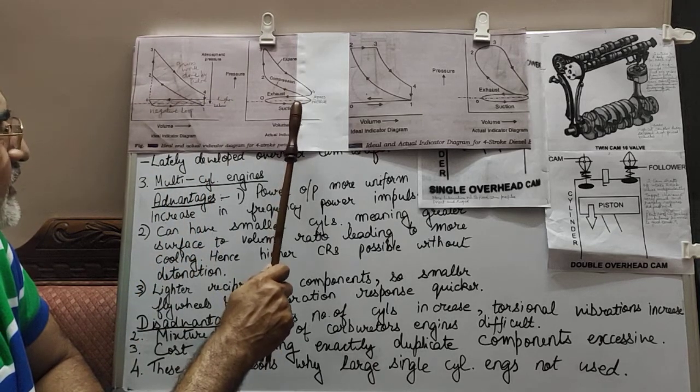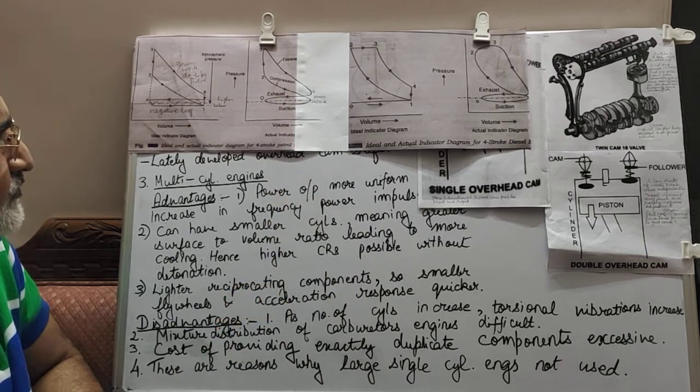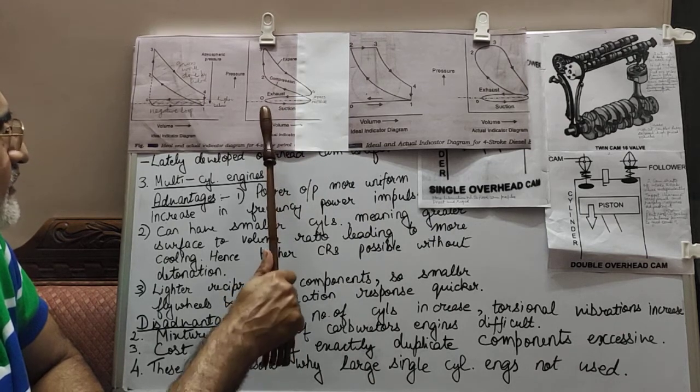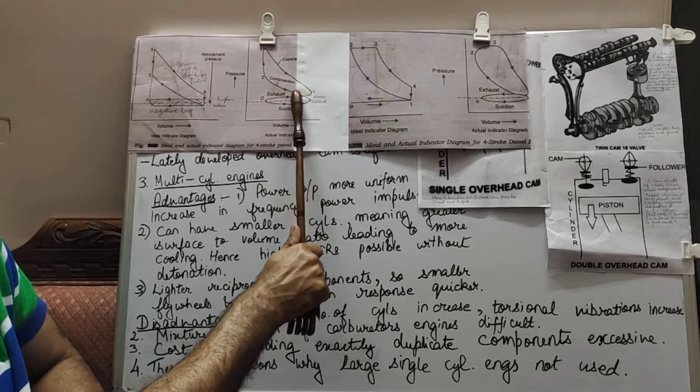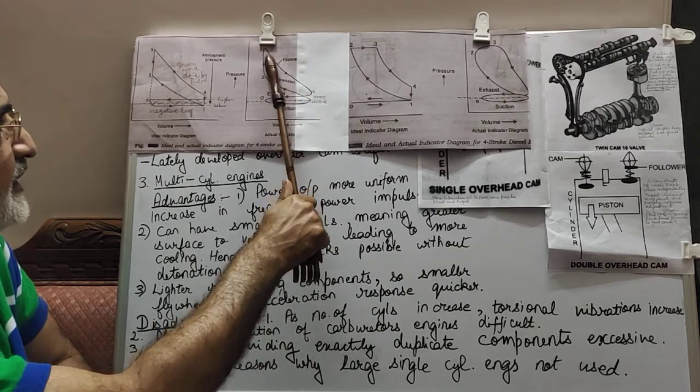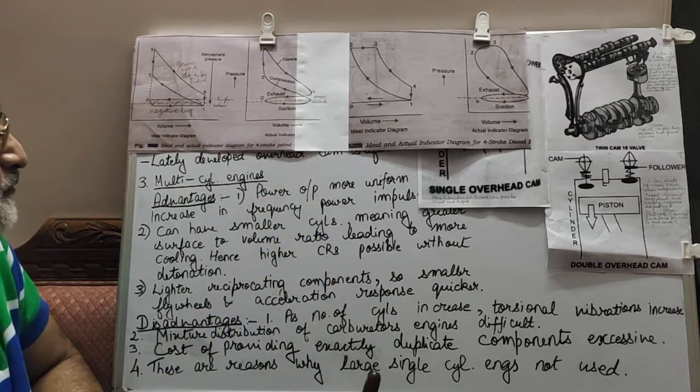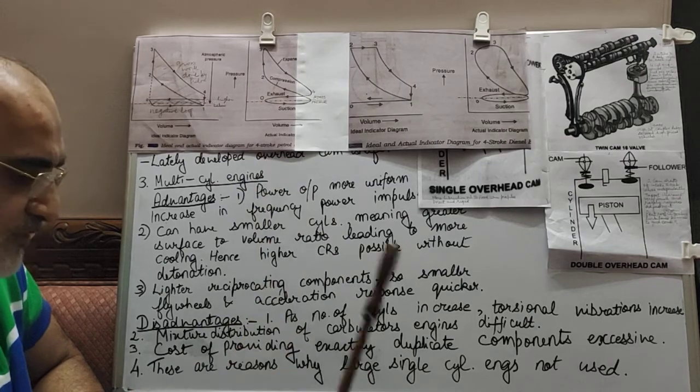Now the actual indicator diagram is the one you can see. It's because of the reasons already stated. This will be an actual one which will be plotted for a four-stroke petrol.